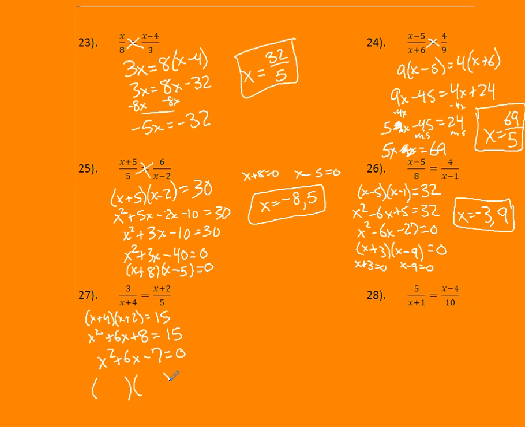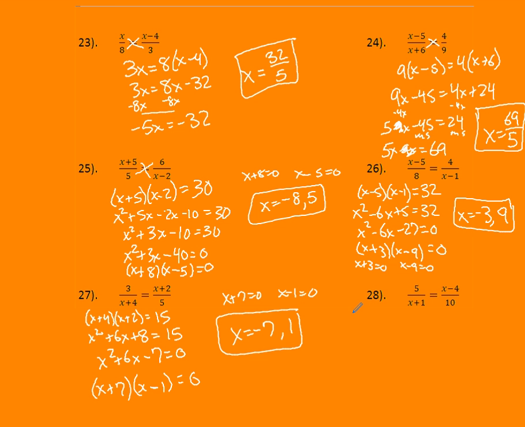Factors of 7 that subtract to give you 6 will be 7 and 1. The bigger number gets the sign in front. The only way it goes to 6 is if they're opposite signs. So x plus 7 equals 0, x minus 1 equals 0. My answer should be negative 7 and positive 1 when I solve those two equations.